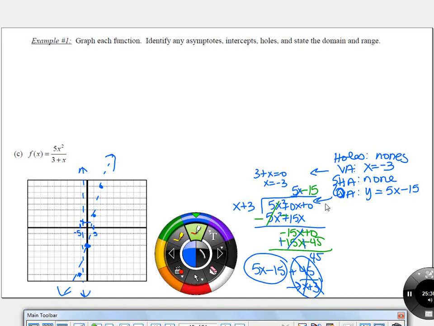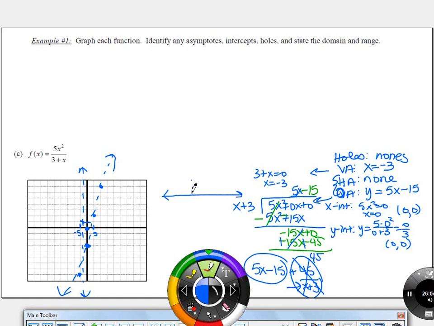So the x-intercept is going to occur when 5x squared equals 0. So that's when x is 0. So I expect an x-intercept at 0, 0. My y-intercept is going to be plugging in 0 for x. And I get 0 over 3, which gives me, again, 0, 0. So I have this intercept. So I'm going to go do my sign chart.